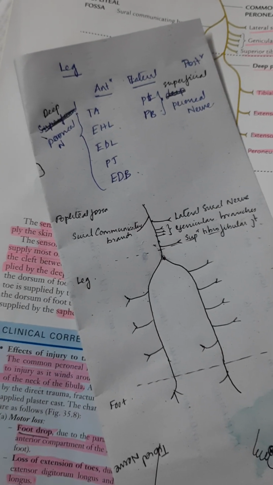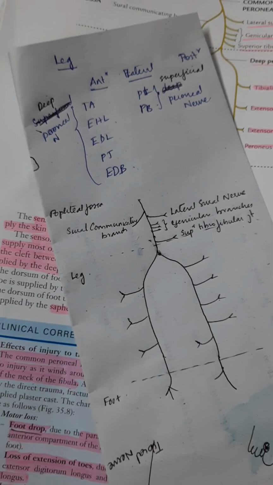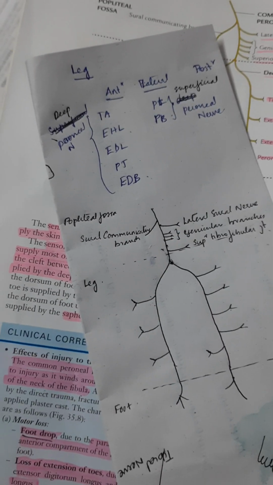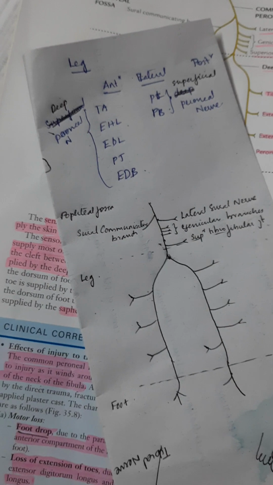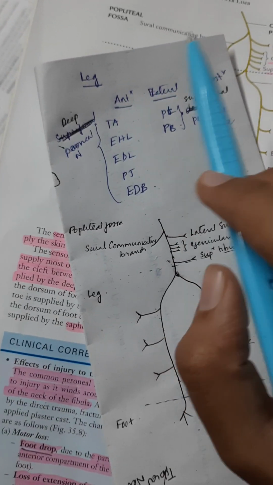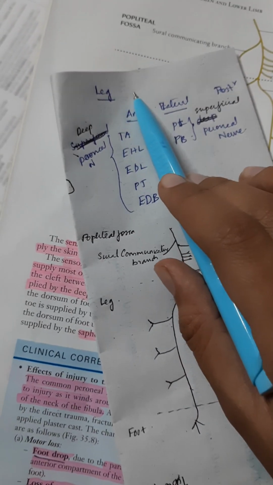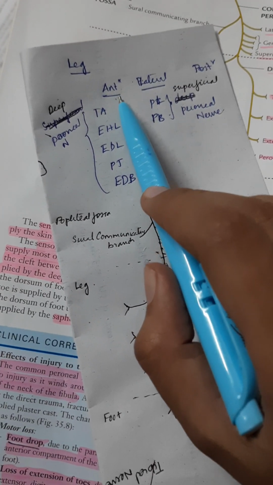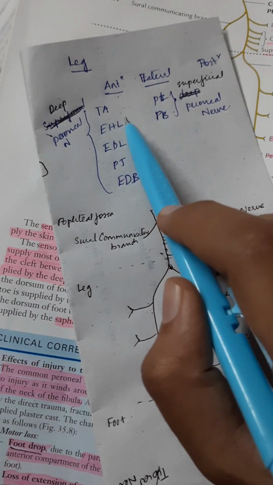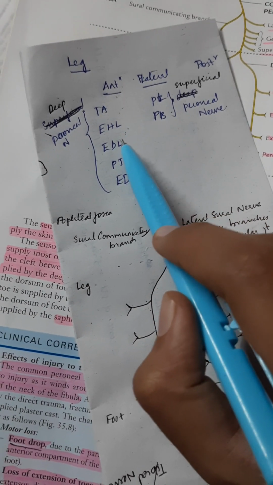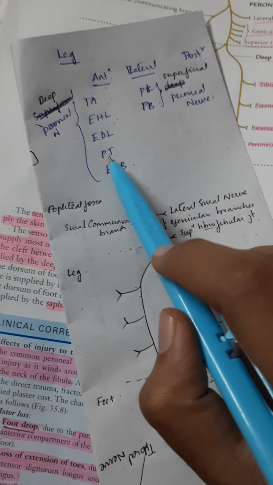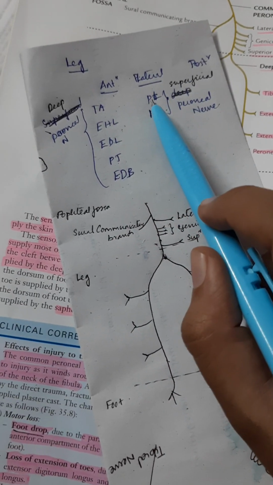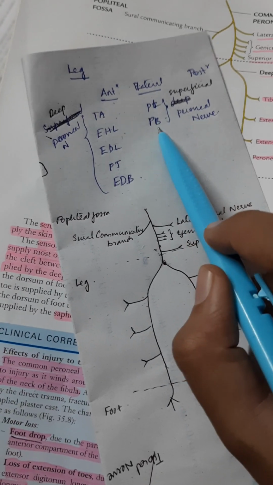Hi guys, so today we will be learning about the common peroneal nerve. So common peroneal nerve എന്ന് പറയുന്നത് it's a terminal small branch of sciatic nerve. So before we go into the common peroneal nerve, we know the leg is divided into anterior, lateral and posterior compartment. So anterior compartment വരുന്ന muscles ആണ് tibialis anterior, extensor hallucis longus, extensor digitorum longus, peroneus tertius and extensor digitorum brevis. And lateral compartment വരുന്ന രണ്ട് muscles ആണ് peroneus longus and peroneus brevis.